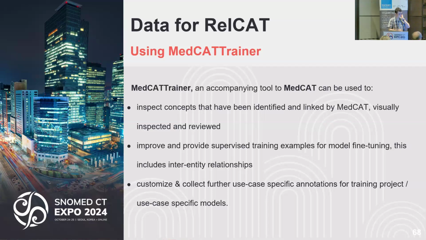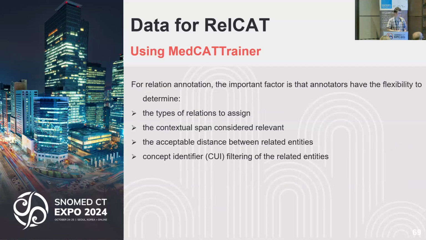Of course, you can customize and further detail your project, and how to use MedCAT Trainer on it. The important factors when you perform annotation: there's a couple of things to consider. There's an inter-entity distance that you need to consider for relationships. There's the contextual span, meaning what would be useful for the classification of a relationship based on the text around the considered entities. And the other important bit is the concept identifier, so the filtering of related entities.